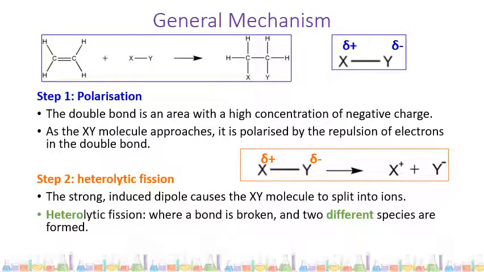Step 2 is heterolytic fission. Remember, fission means the breaking of a bond. So this strong induced dipole in the XY molecule is going to be so strong that it's going to cause X and Y to split up into their ions. Now, heterolytic fission might remind you of homolytic fission, but it's the opposite. Heterolytic fission is where a bond is broken and the two products formed are different. Homolytic fission was where we had two identical products formed.